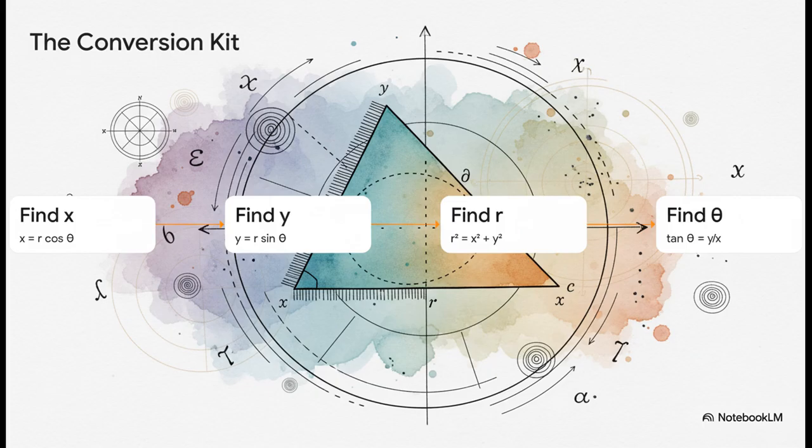And since it's just a right triangle, we can use basic high school trig, SOHCAHTOA, to get all the conversions. The adjacent side, x, is just r times the cosine of theta. The opposite side, y, is r times the sine of theta. The Pythagorean theorem gives us r squared equals x squared plus y squared. And finally, tangent of theta is opposite over adjacent, which is y over x. Seriously, that's it. Those 4 formulas are the entire toolkit.